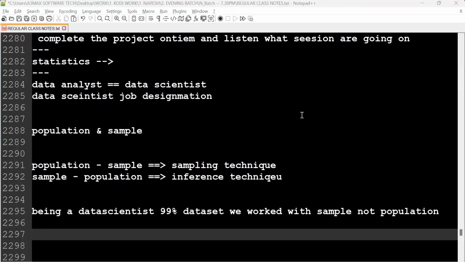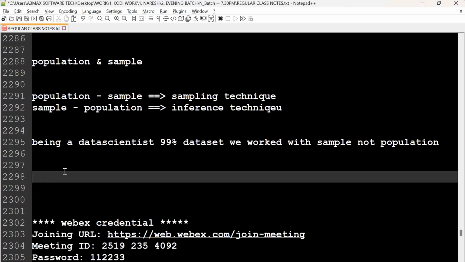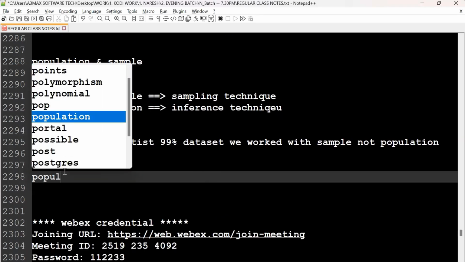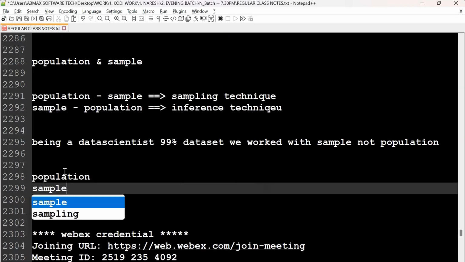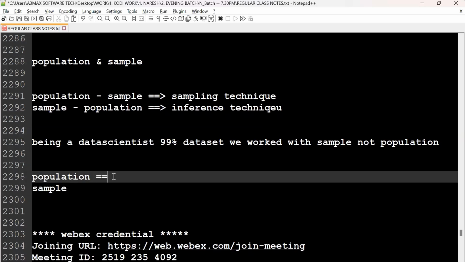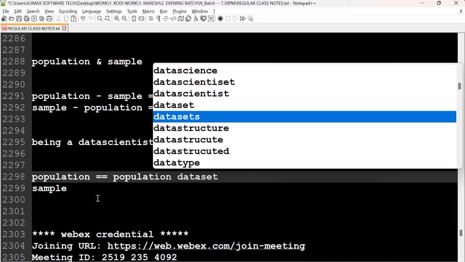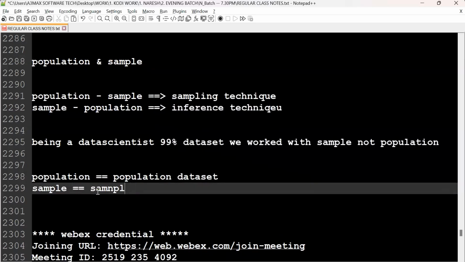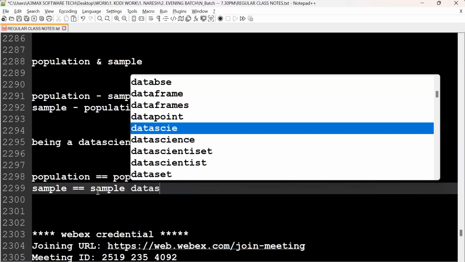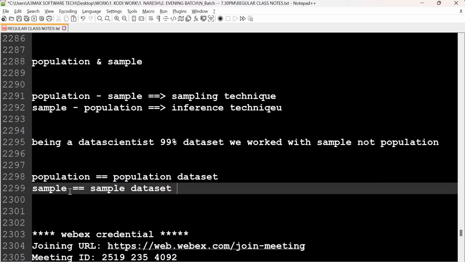So I think, what is the meaning of hash, Yashwant? Okay, by mistake. That's right. So here we have two parts, population and sample. The same way we have a population data set and we have a sample data set. Crystal clear?